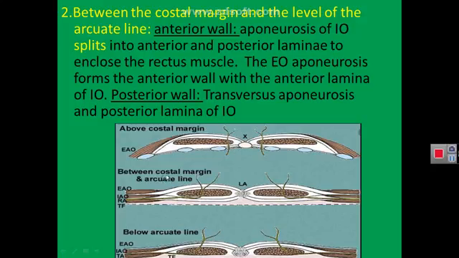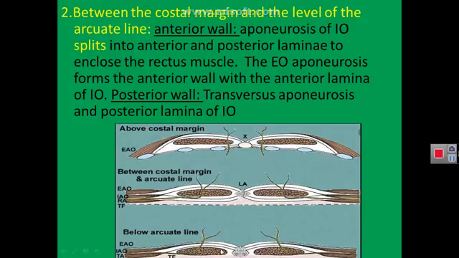So between the costal margin and arcuate line, the anterior wall of the rectus sheath is formed by the aponeurosis of the external oblique and the anterior lamina of the aponeurosis of the internal oblique. And the posterior wall of the rectus sheath in this region is formed by the aponeurosis of transversus abdominis and the posterior lamina of the aponeurosis of the internal oblique.